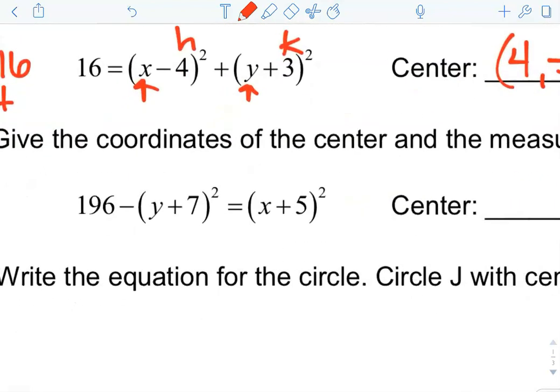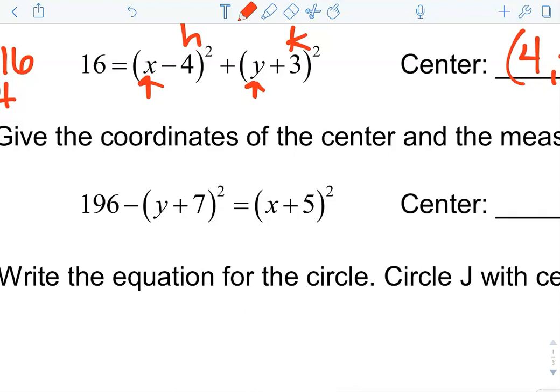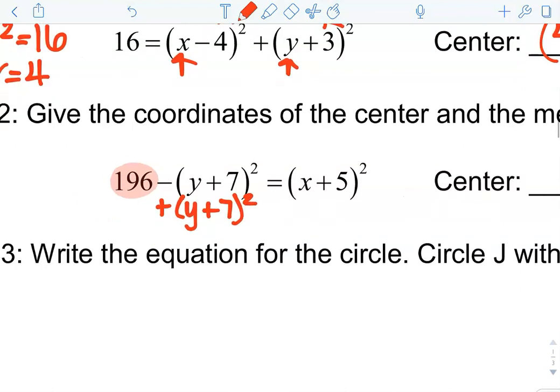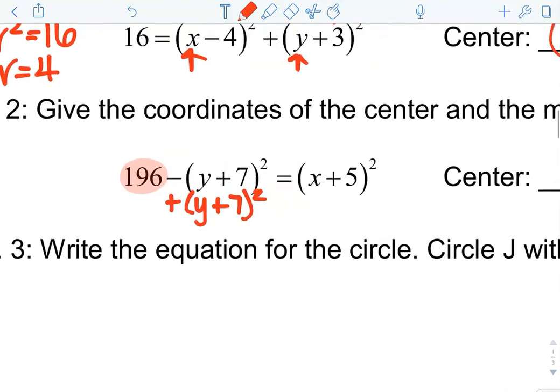Okay, if we look at the next one, it looks a little funny because it's not rearranged in that form that we looked at above. So we just need to rearrange it how we want it to be. We want it to be equal to the constant, 196, so I want that by itself. So I'm going to add this y plus 7 squared to the other side. And I don't really have a whole lot of room.